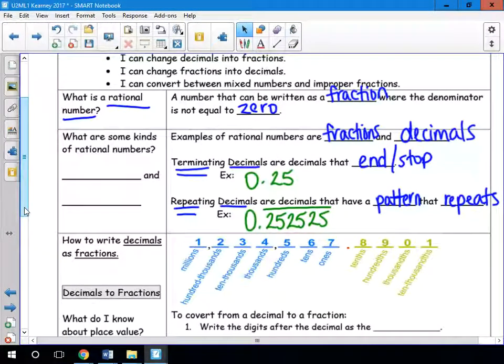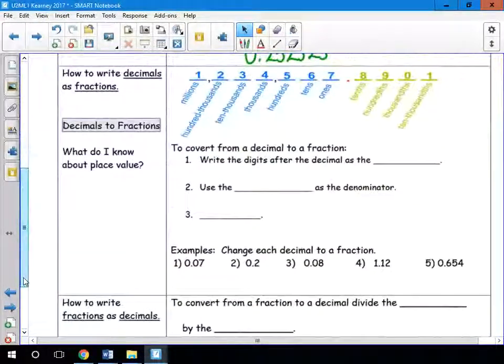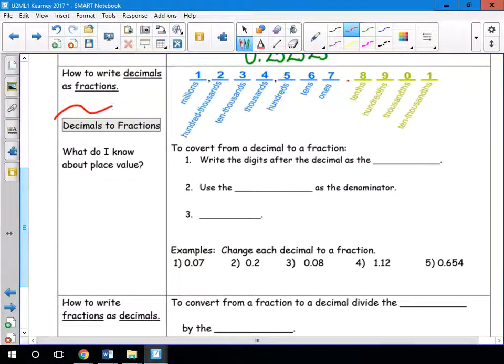Okay? So, as we work through these rational numbers, our whole unit is about rational numbers. We're going to be looking first at decimals, and then later we're going to be looking at fractions. Before we do that, let's talk about how to convert between the two, how to convert from a fraction to a decimal and back. First we're going to start with decimals to fractions.